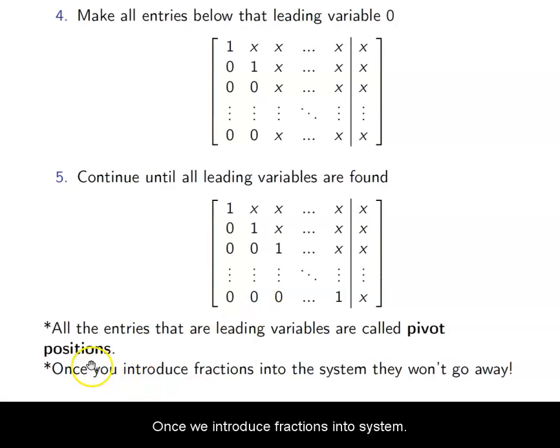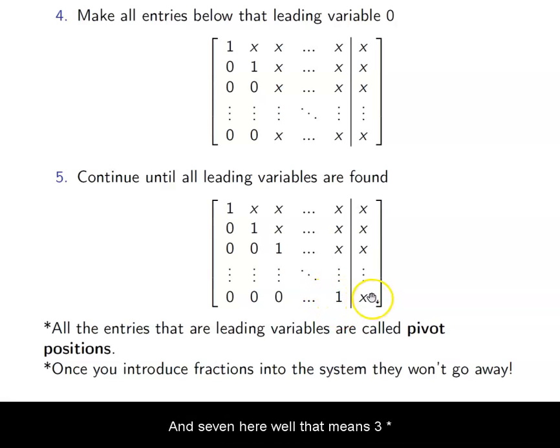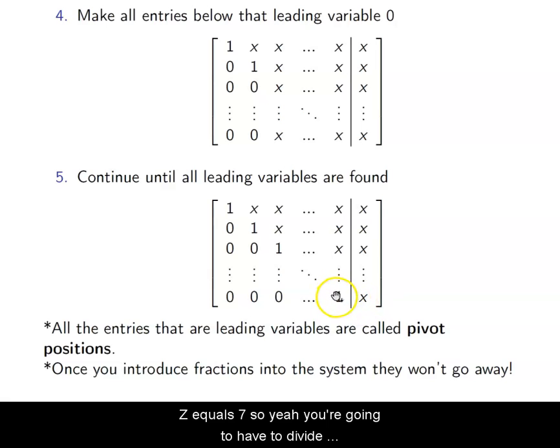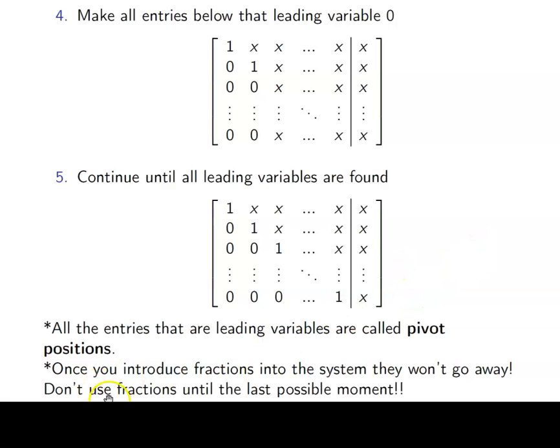So again, once we introduce fractions into the system, they're not going to go away. So try not to divide something until the last possible point. Maybe you end up with 3 and 7 here. Well, that means 3 times z equals 7. So yeah, you're going to have to divide everything by 3. So you get z equals 7 over 3. And then as you back substitute, you're going to end up with some fractions. But that's fine because you waited to the last possible second, which is ideally what we would want to do. Okay. So again, one more time, don't use fractions until the last possible minute.